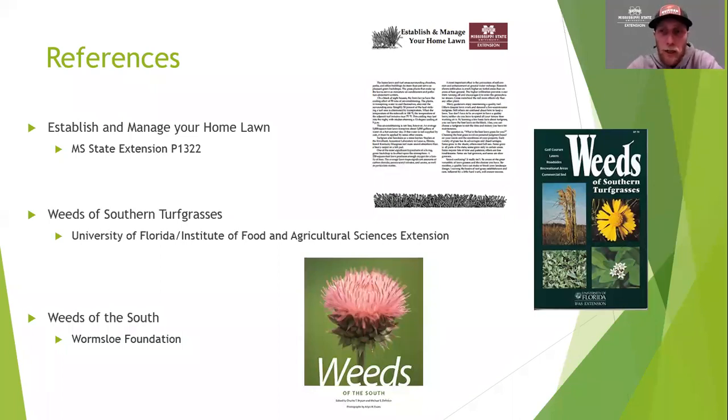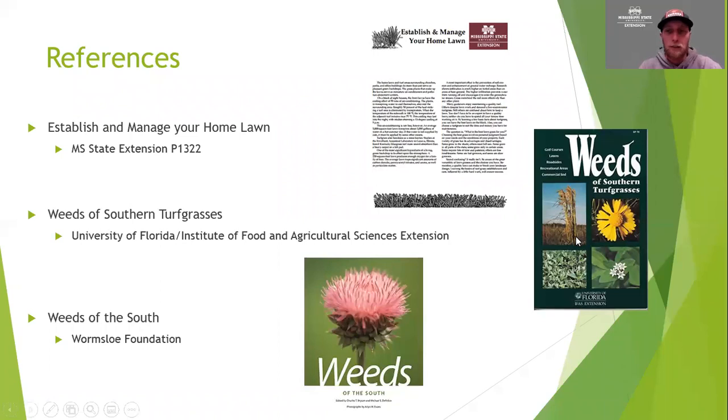Another book that I really like is The Weeds of Southern Turf Grasses. It's a small, like $15 book put out by the University of Florida. It's got a lot of good clear pictures to help you identify them. Again, it's not like a dichotomous key where it breaks down: all right, it's a biennial or it's a broadleaf, and then it's a summer annual. It's just pictures, and you're just going to have to identify them by the picture.